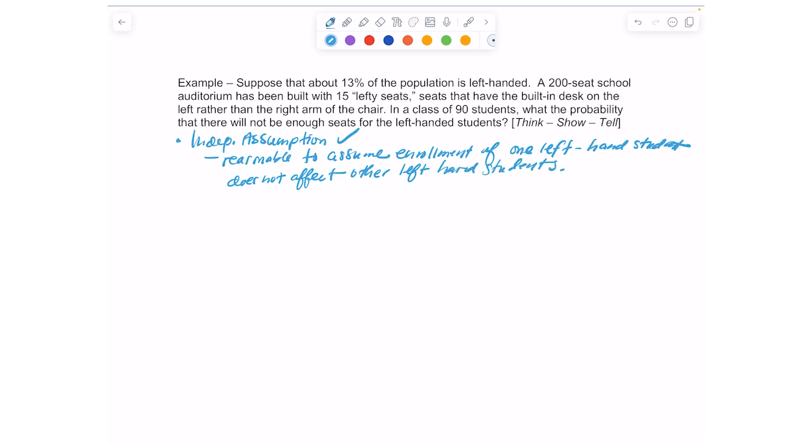Okay, the next one I need to check is the random condition. It does say here in a class of 90 students. It doesn't say random, but we can assume that the 90 students is a random sample of all students. You can even say it's representative of all students.